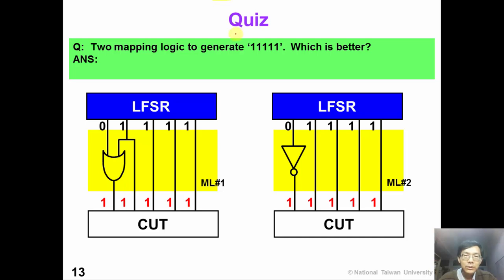Now it's time for a small quiz. Suppose we have two mapping logics to generate our desired test pattern 11111. Mapping logic number 1 and mapping logic number 2. So which one is better? This is a simple quiz. Have you got it? We want to minimize the area of mapping logic. So if we are concerned about the area, of course, the inverter has much smaller area. So mapping logic 2 is the winner.